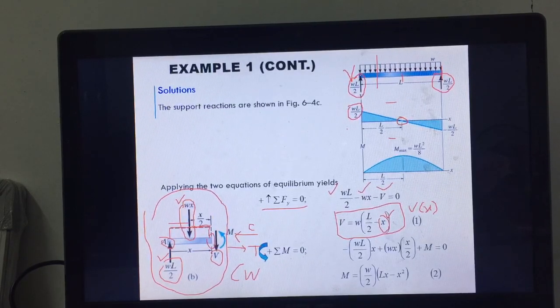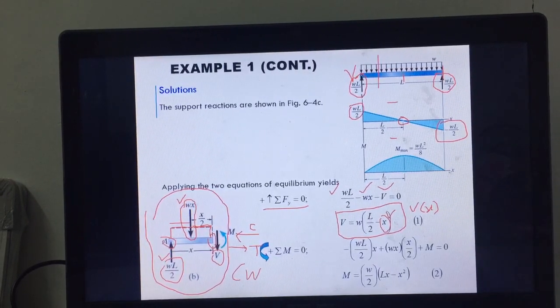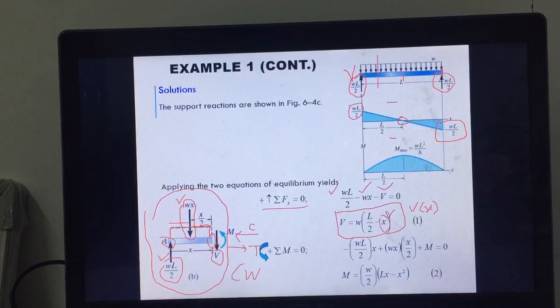Go to the internal force diagram. Right? As you go along, at the other end will be this negative WL over 2. Okay, so that's one thing. Another thing is, this is for the shear force, and how about the bending moment?